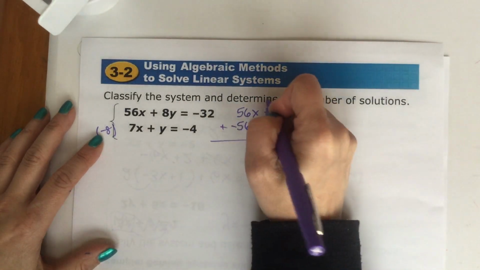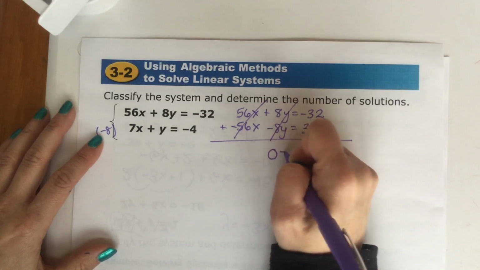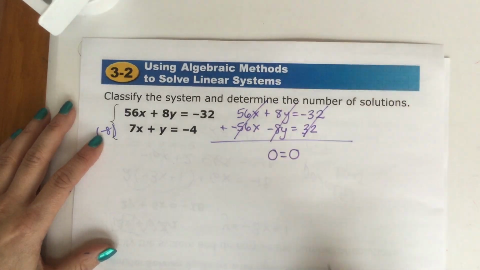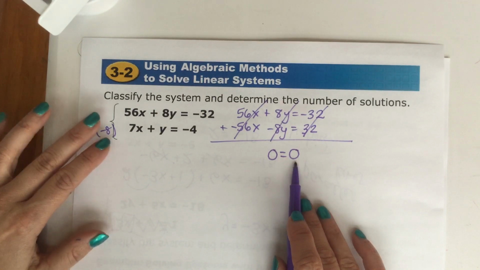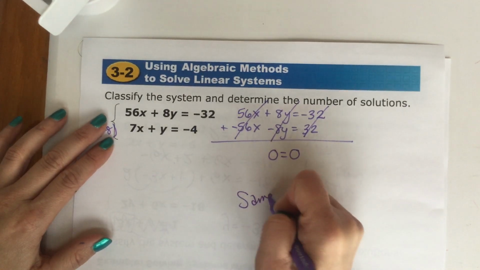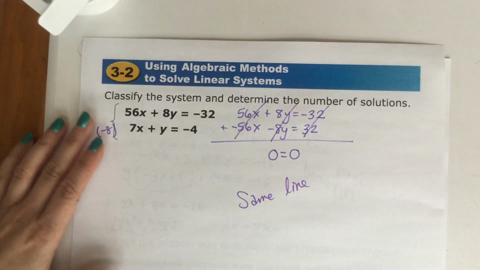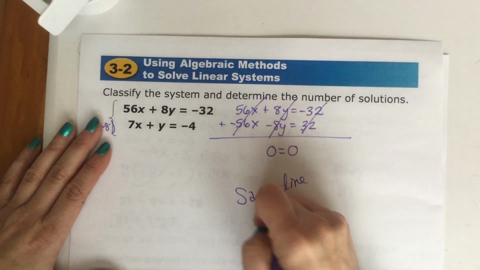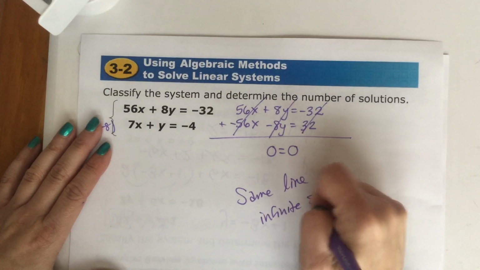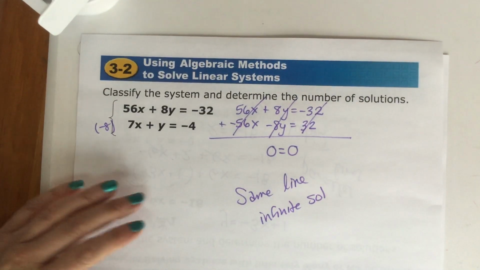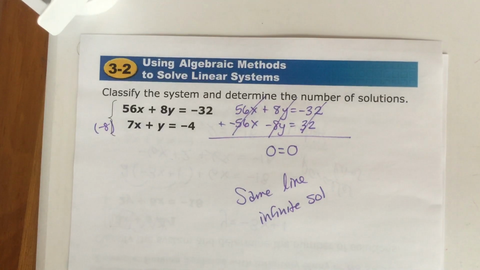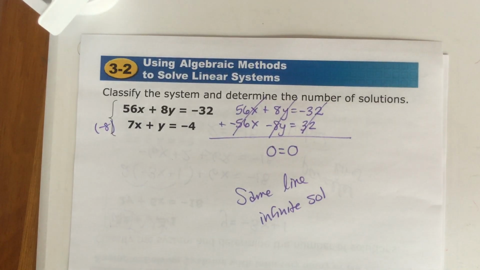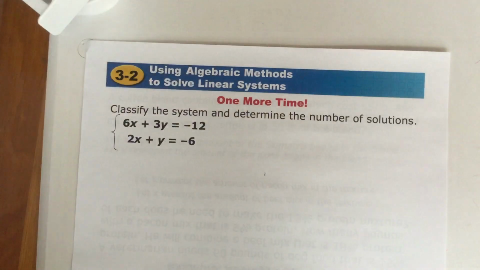If I add those together, this cancels, there's nothing left, so it's 0. This cancels, so it's 0. When does 0 equal 0? Always. That means that these two lines always touch, so they are actually the same line, sometimes called coinciding lines, and what that means is that you have an infinite amount of solutions. So that's all you'd have to put there for 3.2. When they say classify, you just need to tell me, are they parallel or are they the same? If they're parallel, it's no solution. If they're the same, it's infinite solutions.